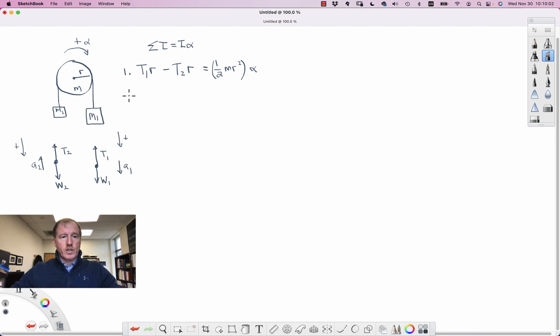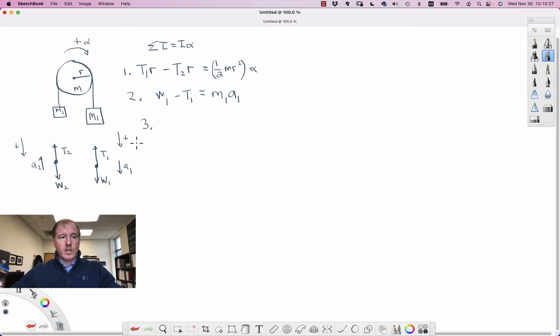The second equation is going to be from Newton's second law applied to this mass, and the third equation is from Newton's second law applied to this mass. So let's go ahead and do this one. We'll say that the weight, W1, minus tension 1 is equal to mass 1 times the acceleration of mass 1. Again, I'm taking positive to be downward.